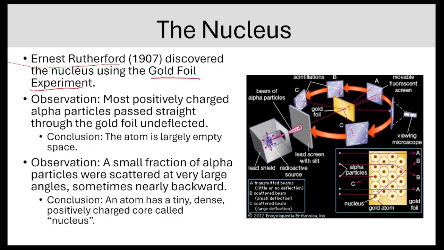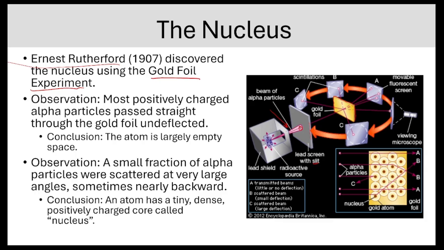If we look at the image here, we can see he used a beam of heavy, positively charged alpha particles. We can see here there's a beam of alpha particles and a lead screen with a small slit, and these alpha particles were shot at a very thin gold foil, based on J.J. Thomson's plum pudding model.